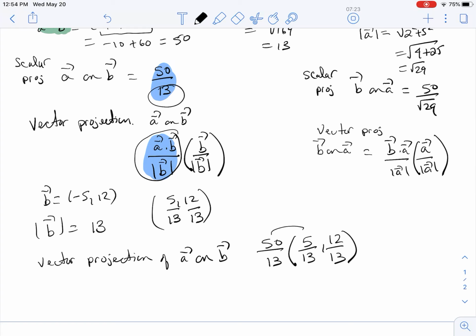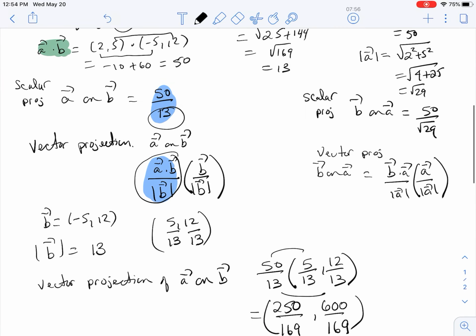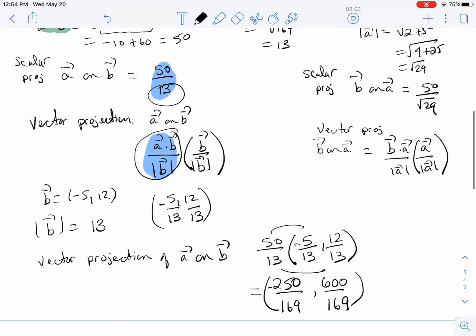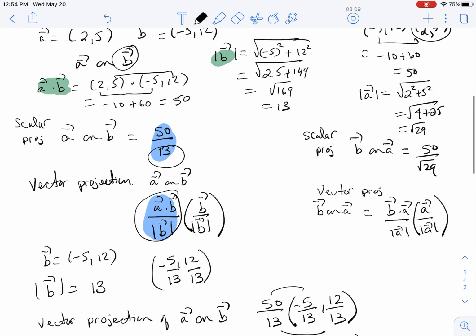Now you can leave it like that. I like to multiply them out, distribute them. So 50 times 5 is 250, and making sure we do that correctly, 50 times 12 is 600. Now, was there a negative in there? Let me see here. Yep, one of them was a negative. Forgot my negative there. So that's going to make this one -250 over 169 and 600 over 169.